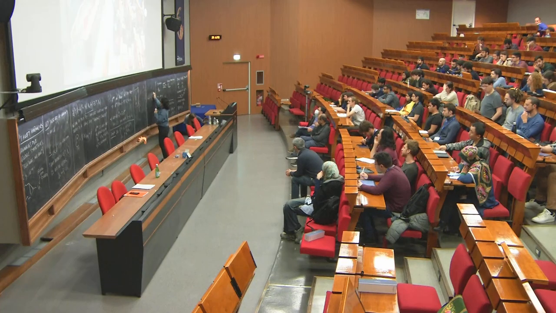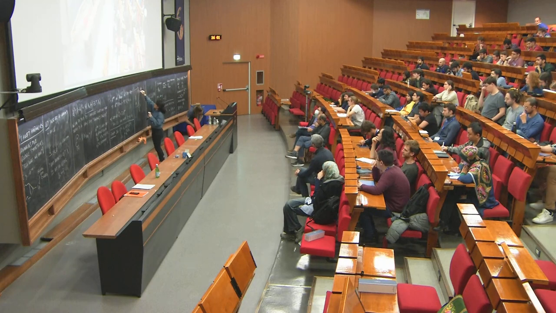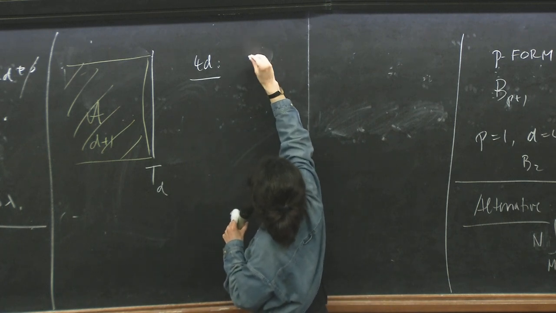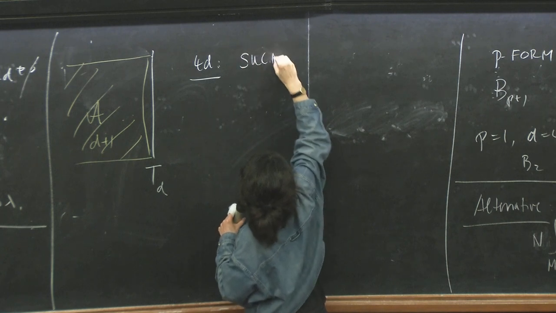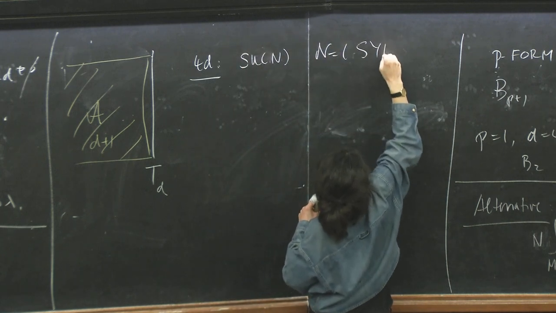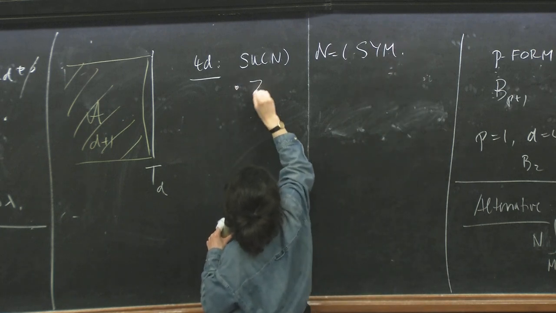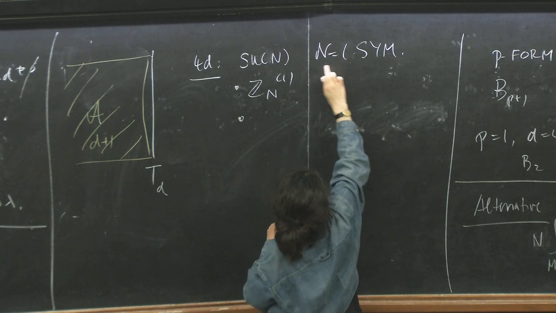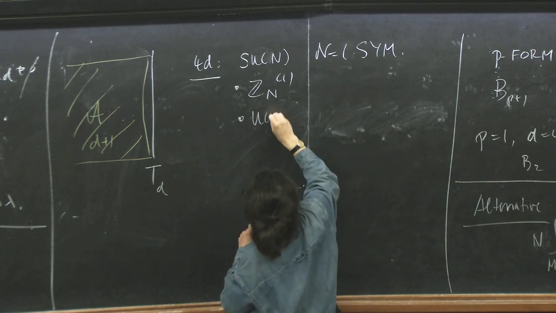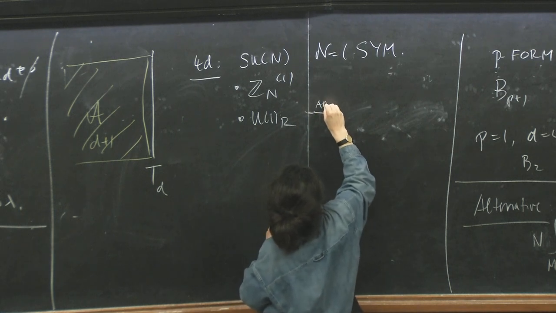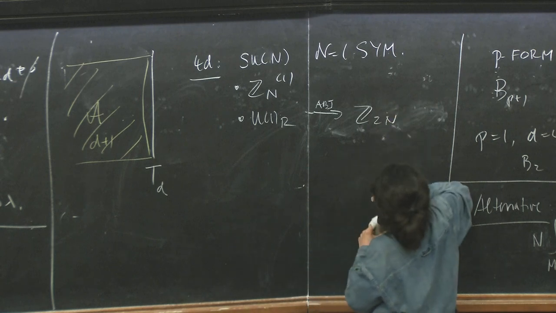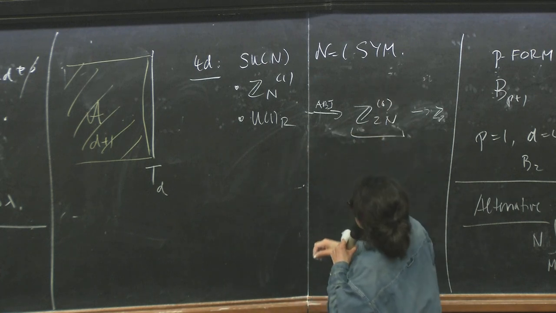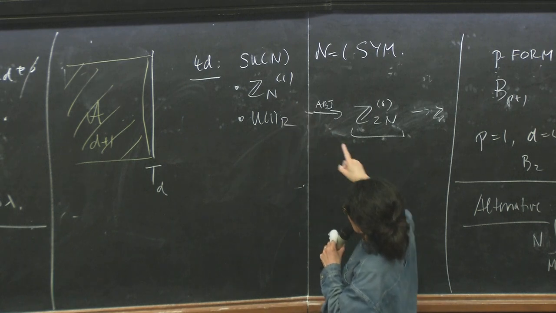Another example, which is also quite important, is in four dimensions. Now it becomes more interesting because we can write down anomalies for theories that we might care about. For example, four-dimensional SU(N), N equals 1, super Yang-Mills. This happens to have a Z_N one-form symmetry, that's the center of the SU(N). But from the N equals 1 supersymmetry, it also has the U(1)_R symmetry that gets broken by an ABJ anomaly to a Z_2N. And that in the UV gets all the way broken to Z_2. This zero-form symmetry has a non-trivial mixed 't Hooft anomaly with the one-form symmetry.